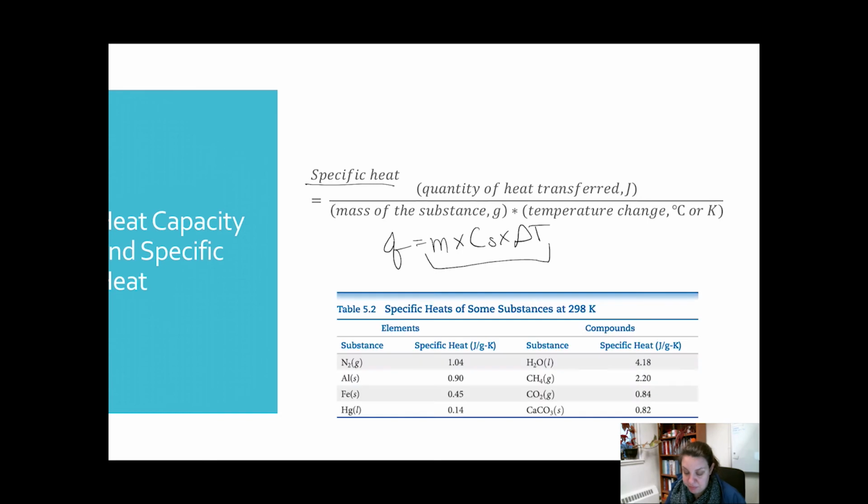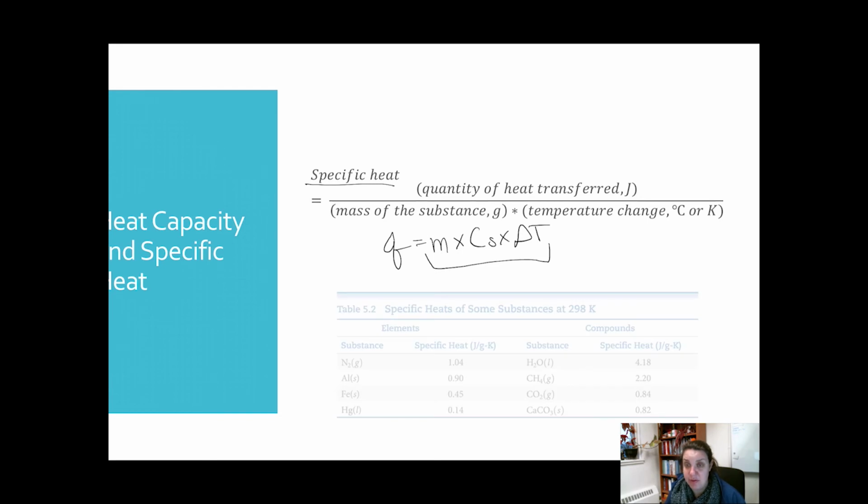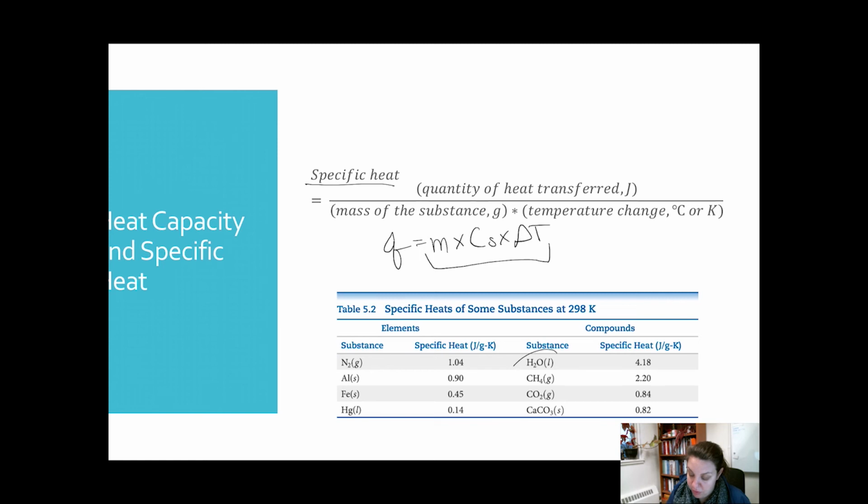Here's a table of some specific heats you'll see. Something like water has a very, very high specific heat because of its intermolecular forces, hydrogen bonding. Hydrogen bonding is going to cause it to not want to move away from the other molecules, which is required as you heat that substance. A metal, such as mercury down here, has a very, very low specific heat.